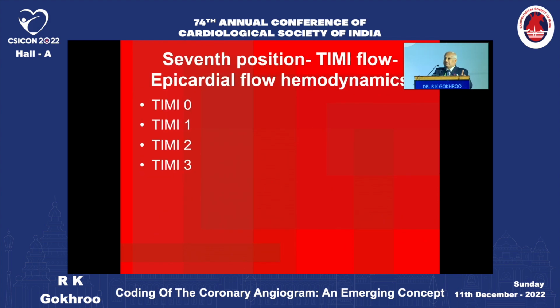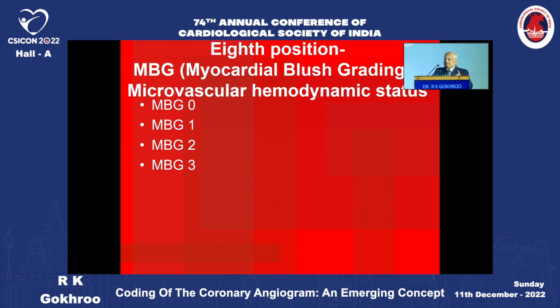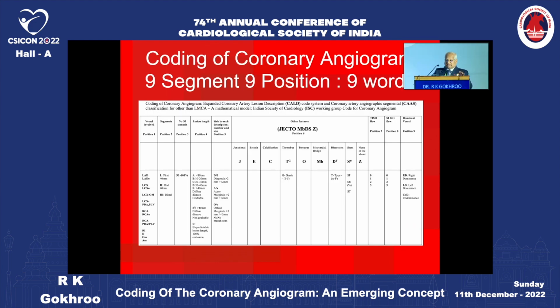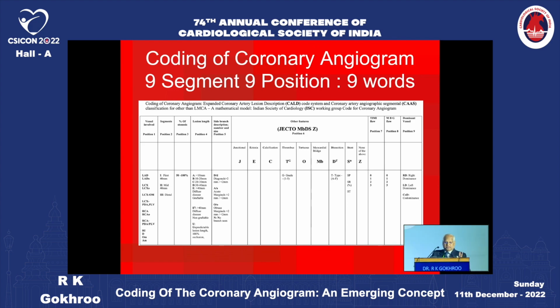Position 7 is epicardial blood flow, TIMI flow. Position 8 gives the myocardial blush microcirculation status. And in position 9, you give dominance, right or left. So this is a chart which explains position 1 to position 9, and the sixth position features, E-C-T-O-M-B-D-S. It is a mnemonic, so you can remember.